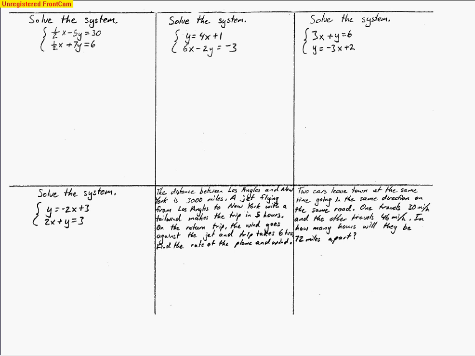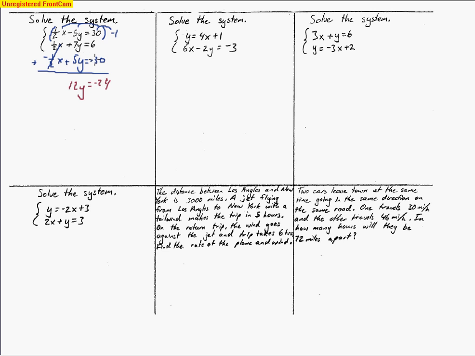So the best thing to do on this problem is just multiply one of them by a negative. I'm going to go ahead and multiply the top equation by -1. What that'll do is make it -1/2 x plus 5y equals -30. When I add this together, the x's will cancel because they're opposite in sign, so all I'm left with is 12y equals -24.